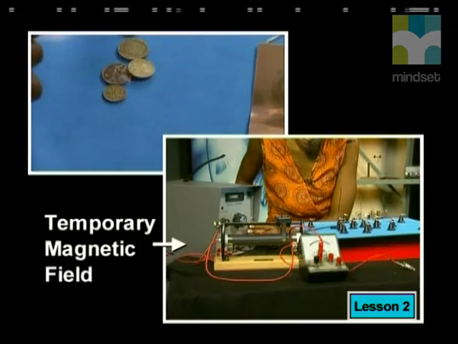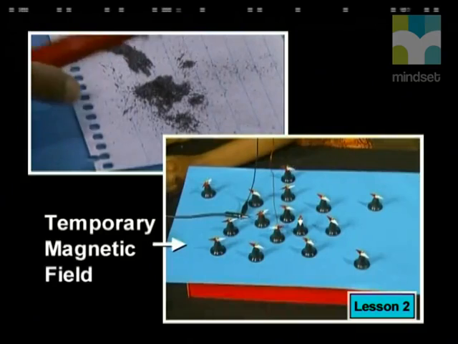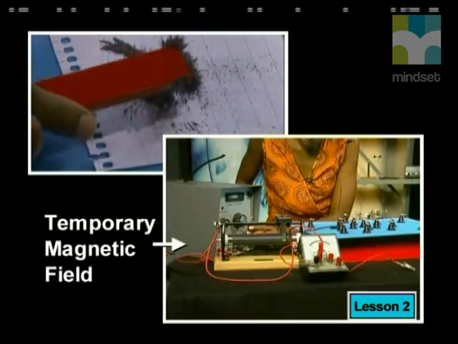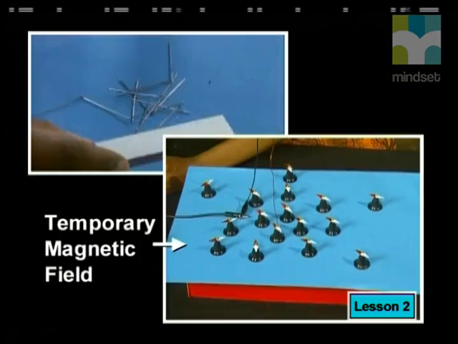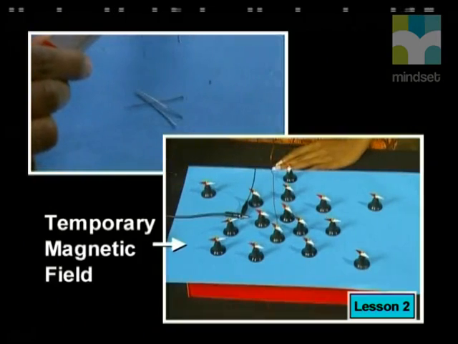I'm sure you'll agree that this is very clear evidence that a current passing through a conductor produces a magnetic field. The magnetic field around a current-carrying conductor is the same as the magnetic field around a magnet, but there is a difference. For a bar magnet, the magnetic field is always present, but the magnetic field around the conductor only exists when electric current is passing through it. We call this a temporary magnetic field.